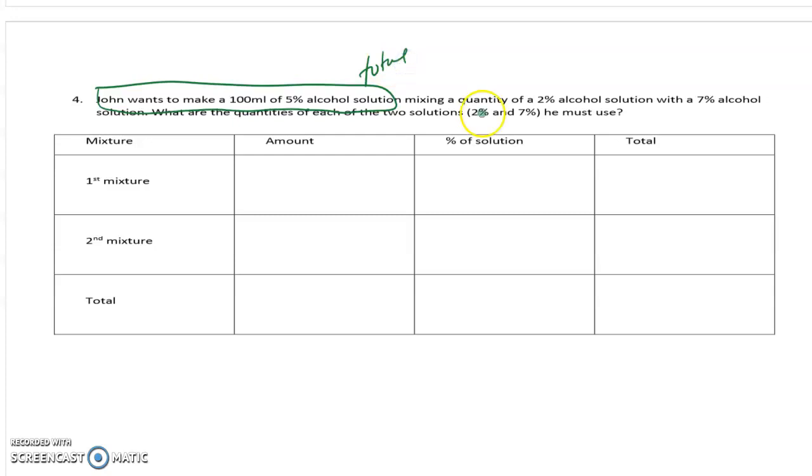He's going to mix some quantity of a 2% with some quantity of a 7% solution. He's trying to find how much of each of those two solutions that he must use. So the total amount that he wants to make is 100 milliliters of a 5%, and we need to change that to a decimal. And again, the amount times the percent of the solution equals our total.